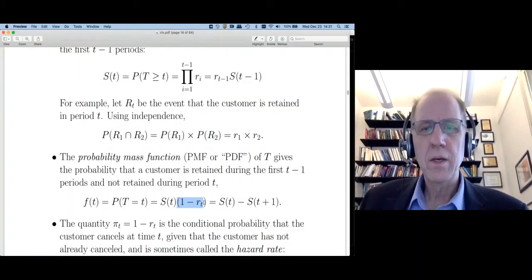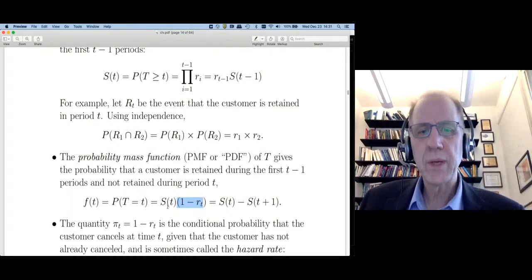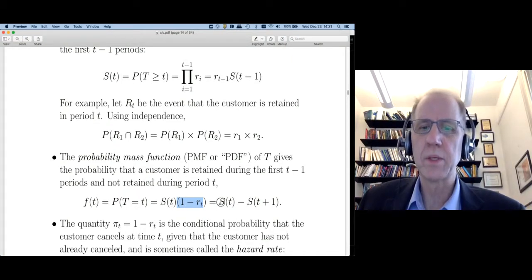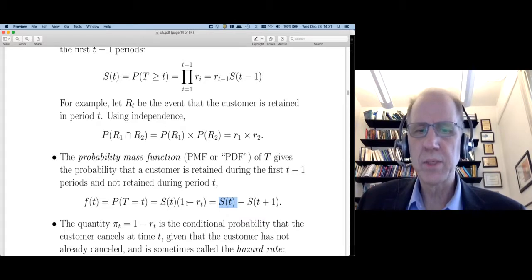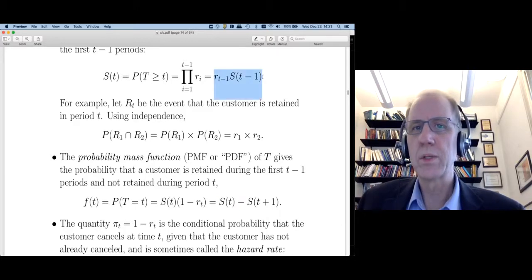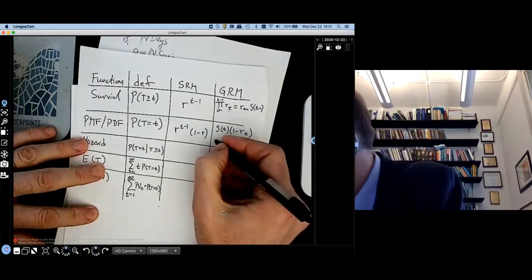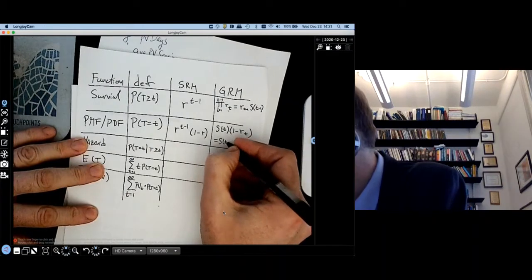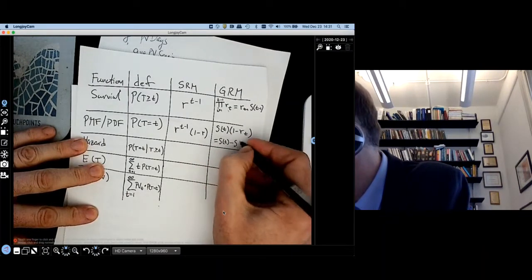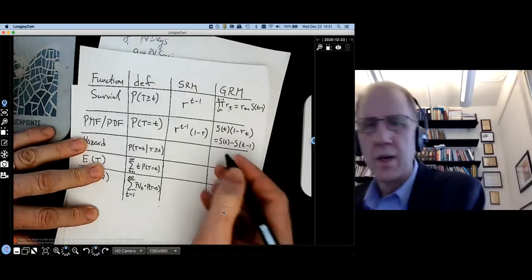Now, if we distribute S sub t, I end up with 1 times S sub t, which is just S sub t, minus S sub t times R sub t. Notice from our previous expression, this is just S sub t plus 1. So we can rewrite this as S sub t minus S at t minus 1.